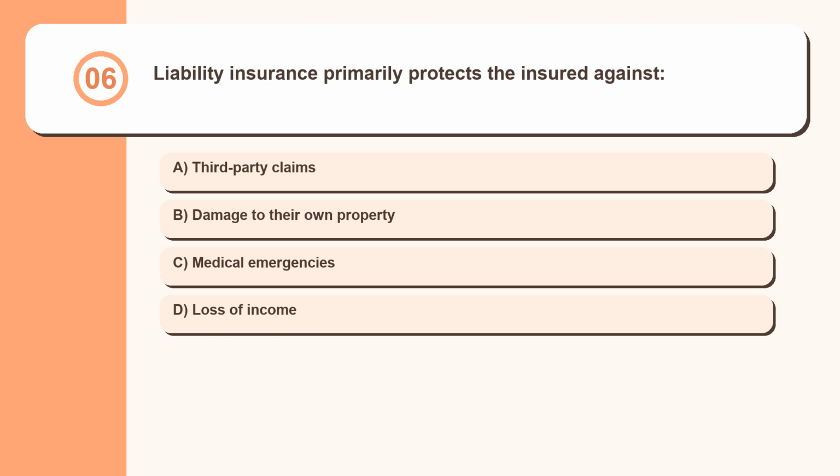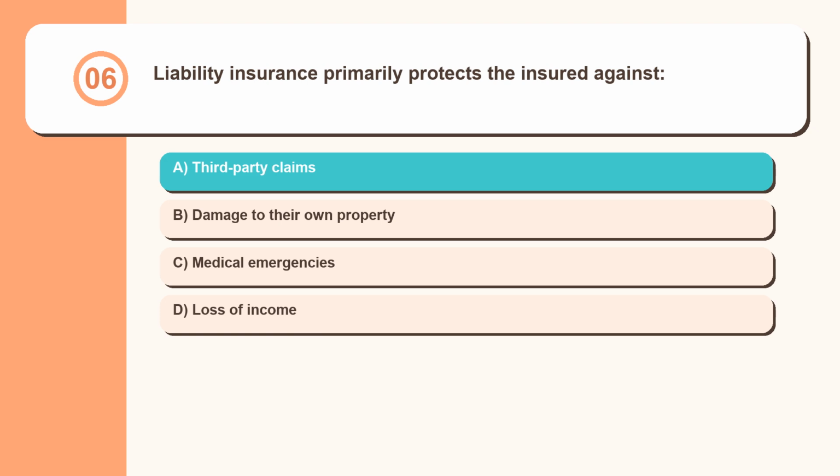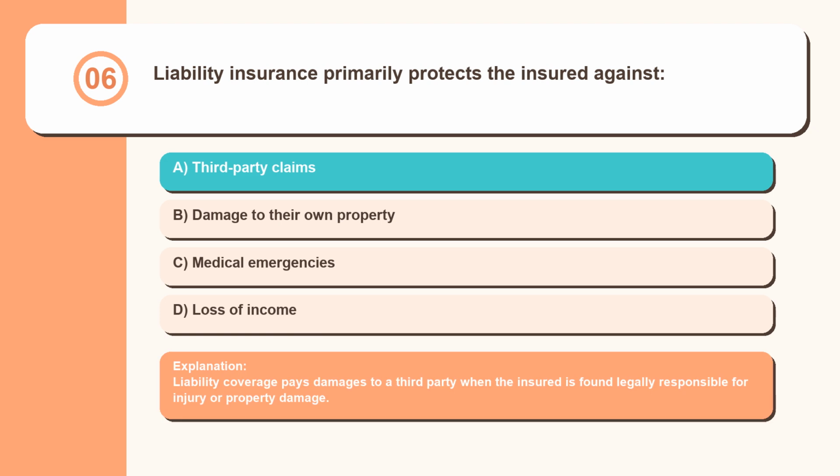Question 6. Liability insurance primarily protects the insured against third-party claims, damage to their own property, medical emergencies, loss of income. Liability coverage pays damages to a third party when the insured is found legally responsible for injury or property damage.